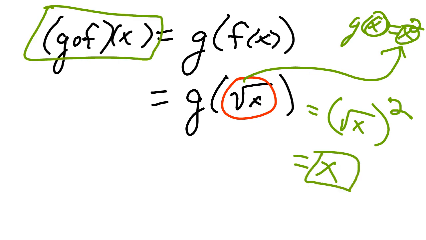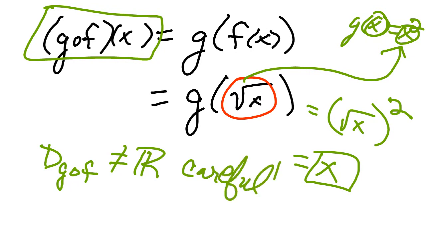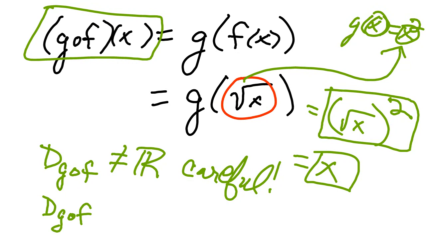Now you might say, well, hey, the domain's all real numbers for g composed with f. But the reality is it's not. So the domain of g composed with f does not equal all real numbers. So we have to be careful. Why is that? Because you have to look at how you got there. So how I got there is right here. What values of x can I plug in? Well, I'm going to take the square root of x. So the domain of g composed with f, because I have to take the square root of x before I square it, is the set of all x's greater than or equal to 0.